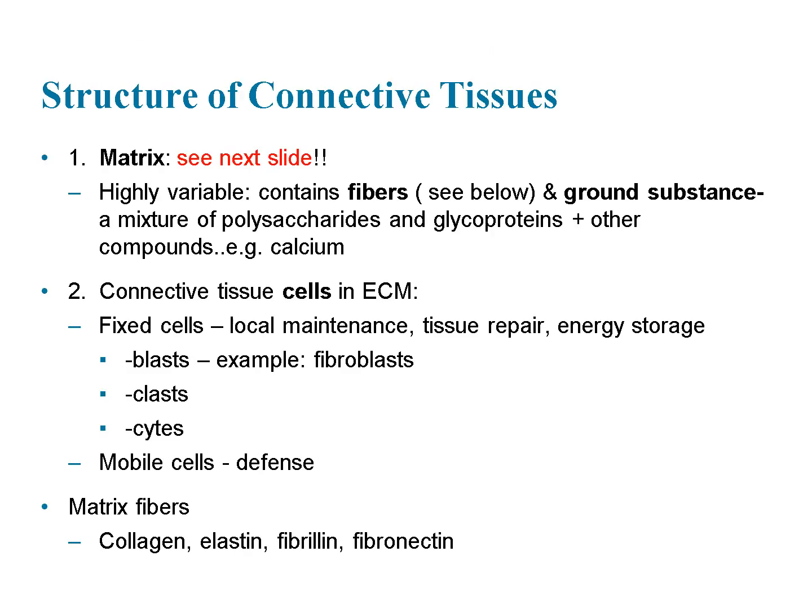This slide highlights the structure of connective tissues, which is highly adaptable and varies significantly depending on its function in the body. Let's go through the key points together. Matrix is the defining feature of connective tissue and includes fibers, including collagen, elastin, fibrillin, and fibronectin. Ground substance is a mix of polysaccharides, glycoproteins, and sometimes additional components like calcium, especially in bone.